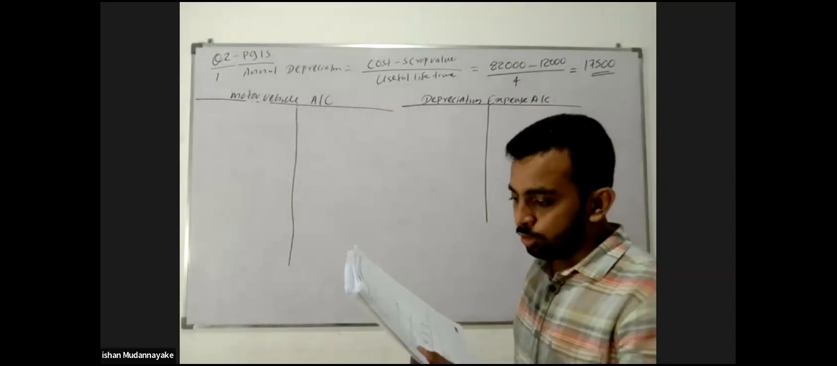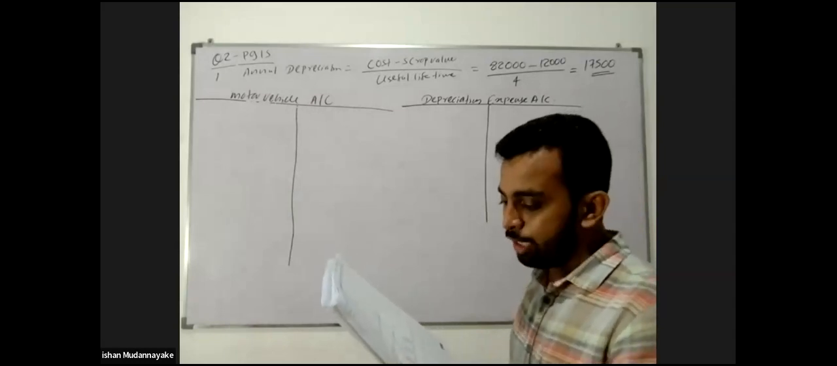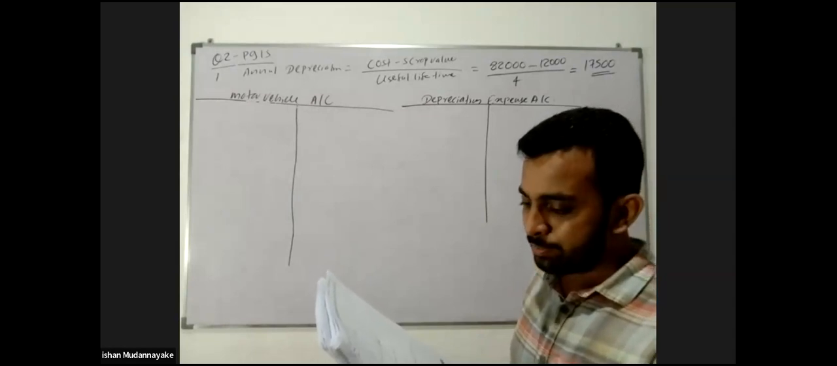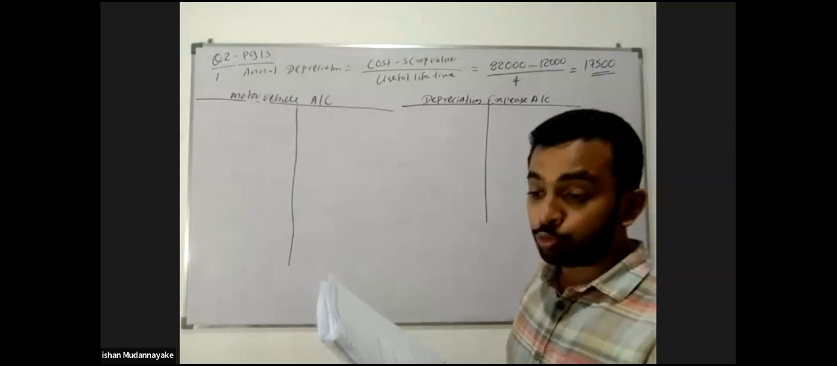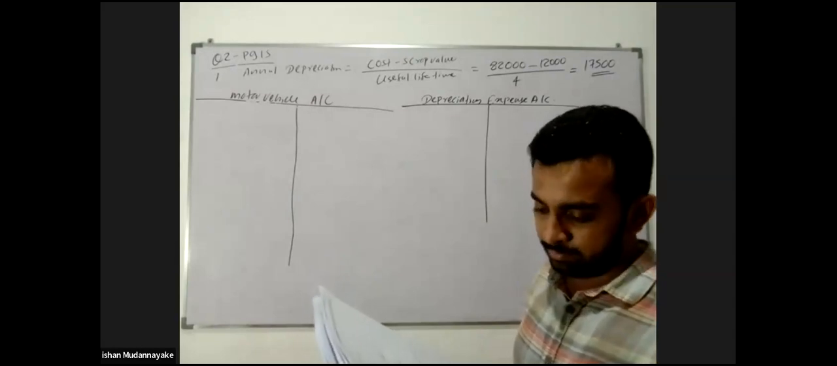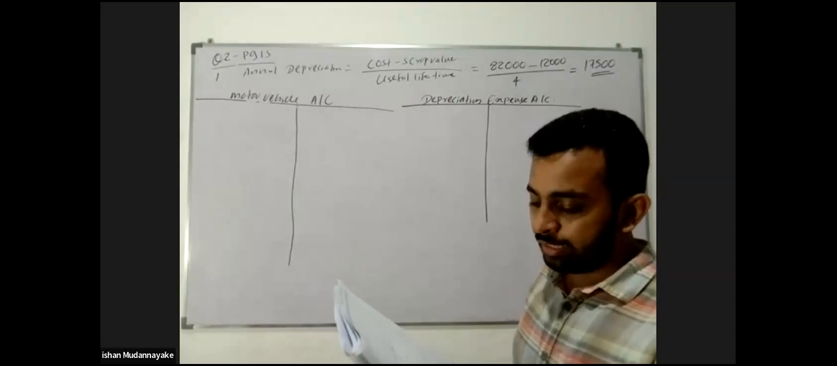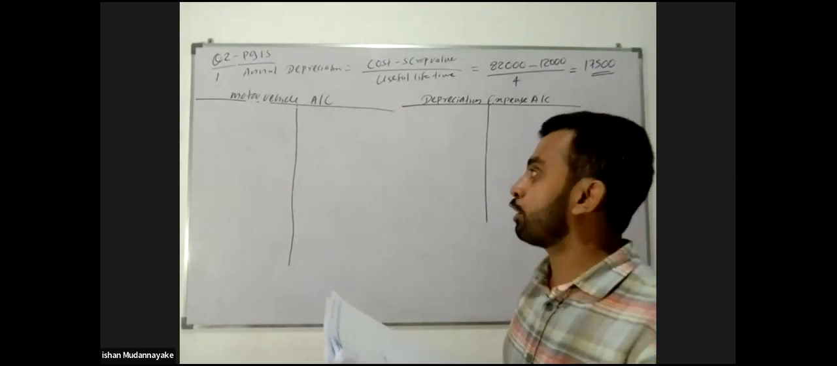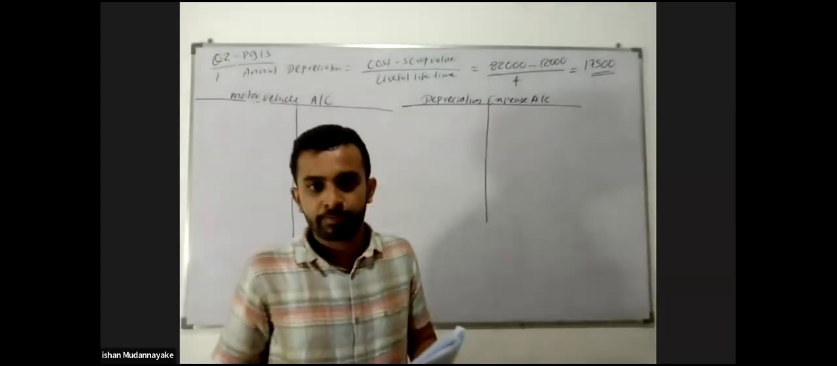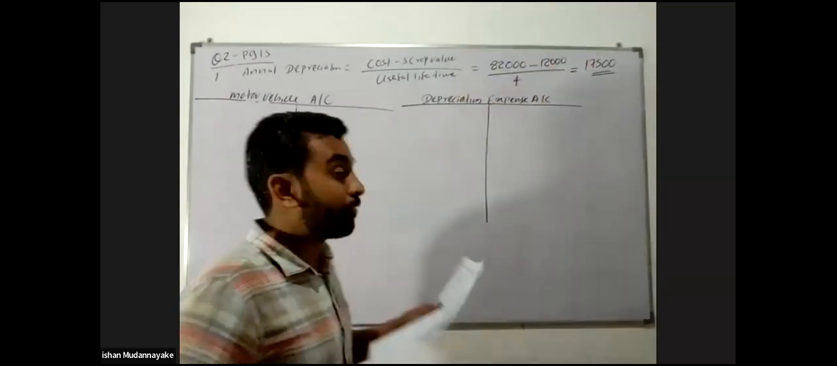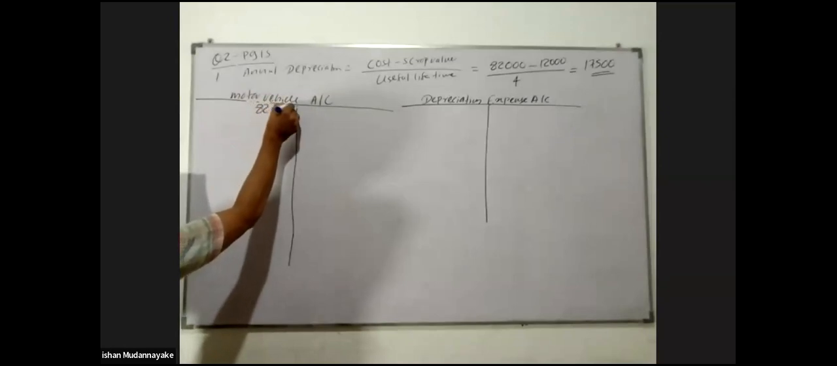In question number 2, Minol has purchased this motor vehicle for 82,000 in the 2020 financial year. What's the double entry of this 82,000? Cash book credit, motor vehicle account debit.